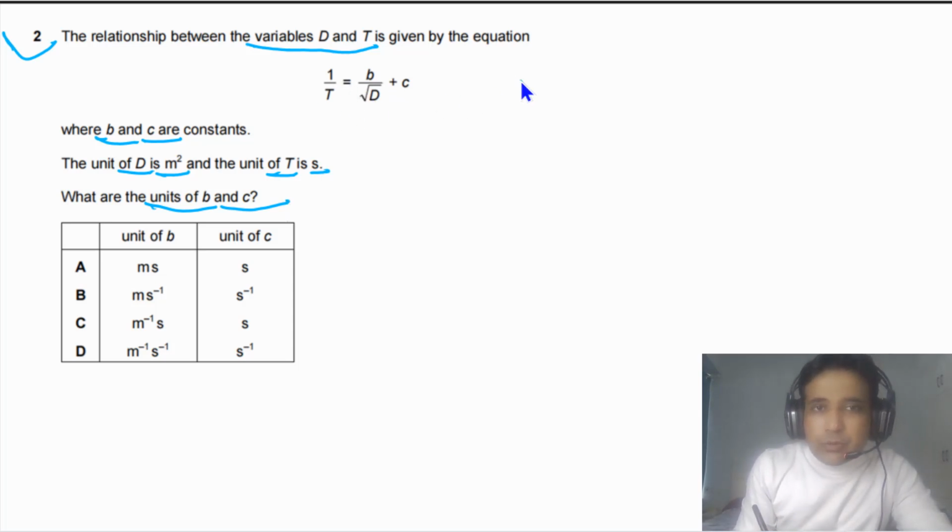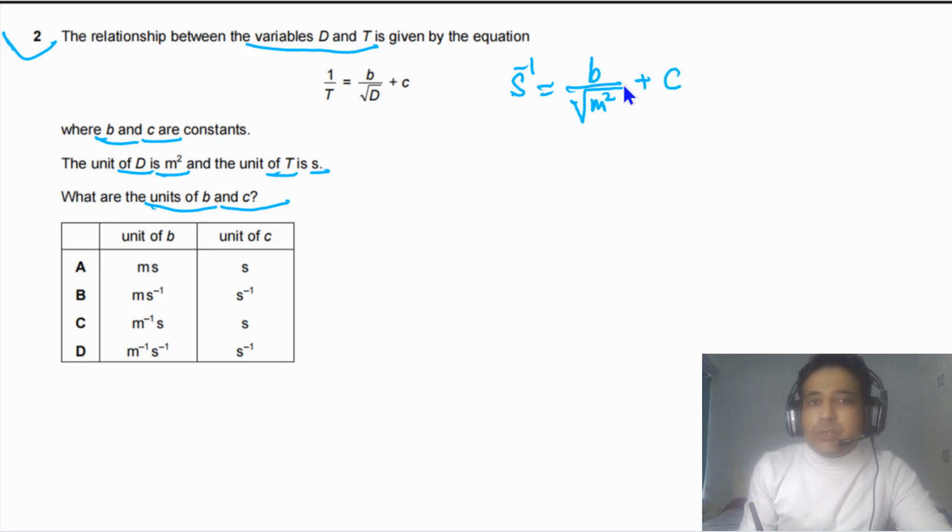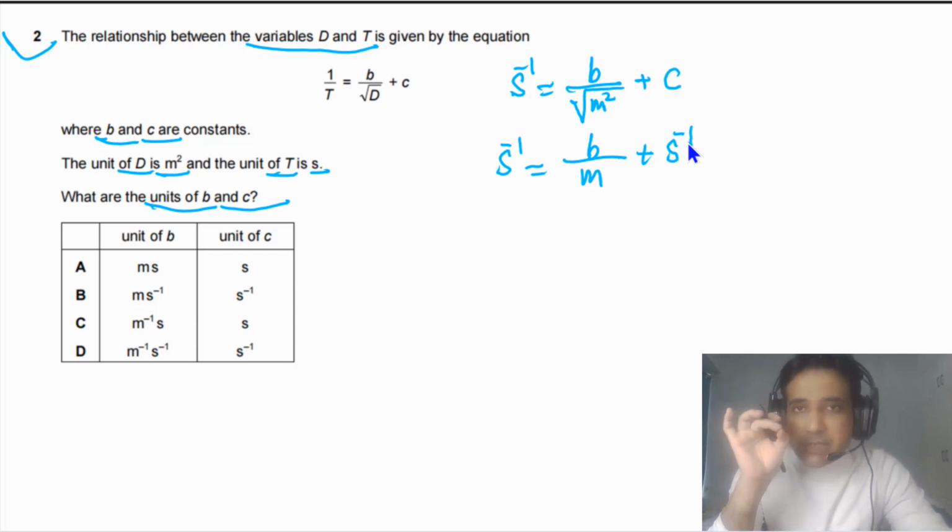So we can write down the units first of all. The unit of 1 over t is per second, and we can write down b, and the unit of d is meter square, so we write meter square, and there is a square root of this one, and here we have c. This is a homogeneous equation, so simply we can say this is per second, then here we have b, so here we will have meter because the power will be cancelled, and the unit of c has to be per second because each term should have the same unit.